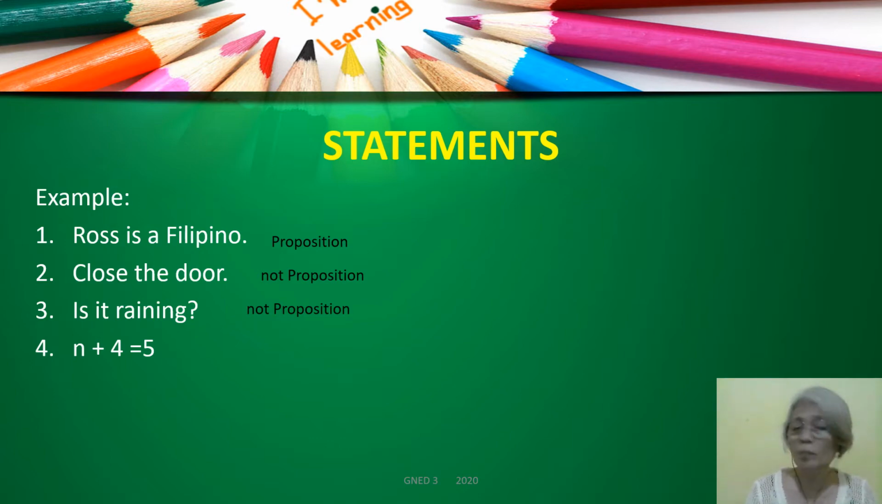The last one, n plus 4 equals 5, is also not a proposition because we cannot determine if it is true or false. We can only determine the truthness or falseness of the statement if we have the value for n. Let us say n is 1, then that equation is true, and values other than 1 will make the statement false. Anyway, in both cases, assigning values for n would allow us to determine if the equation is true or false. So, as it is, n plus 4 equals 5 is not a proposition.